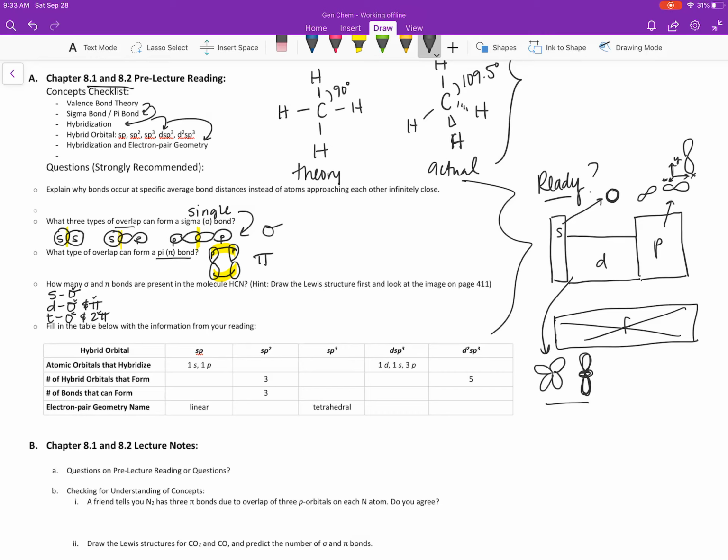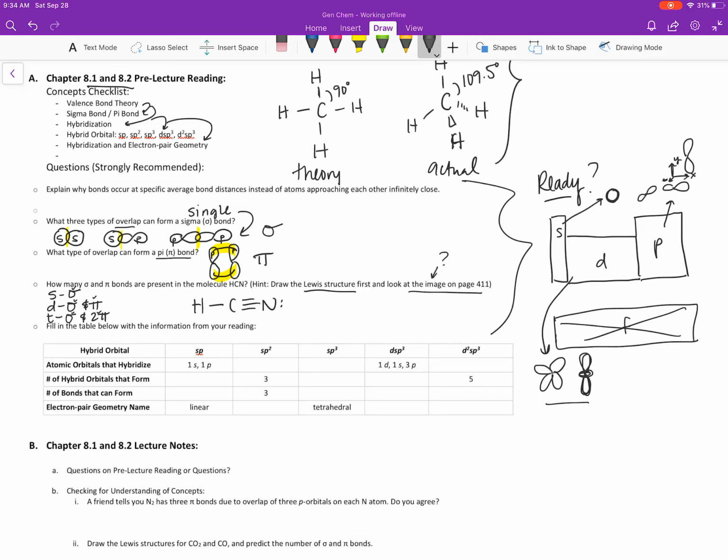Okay, so let's practice applying that to this molecule. You have to be able to draw the Lewis structure. And then it says, look at the image on this page right here. This will be helpful if you are still unsure. I would recommend looking into your book for further help.